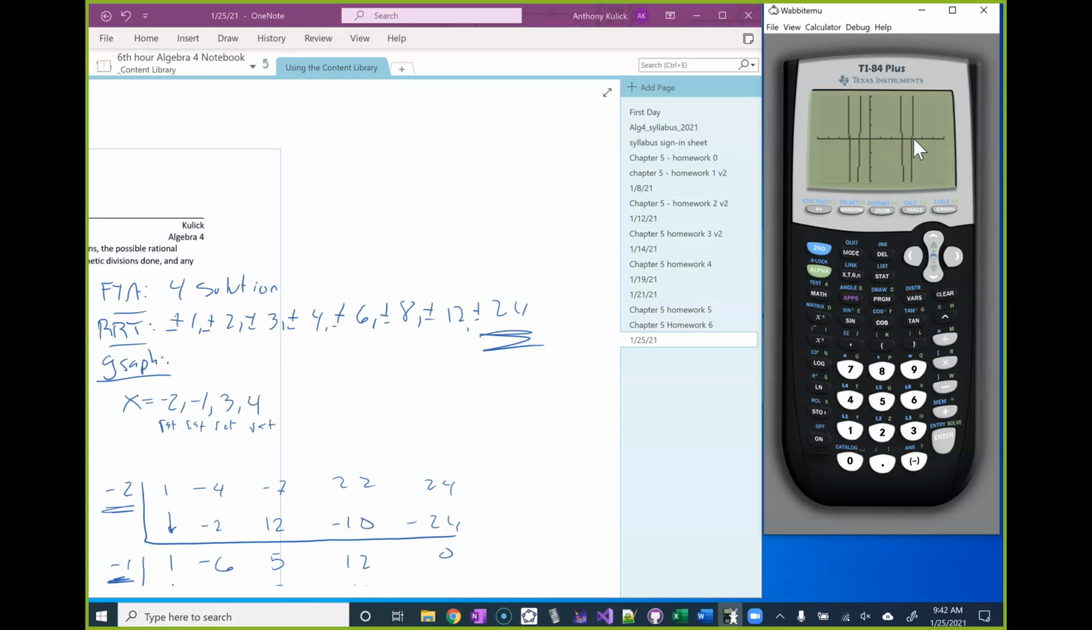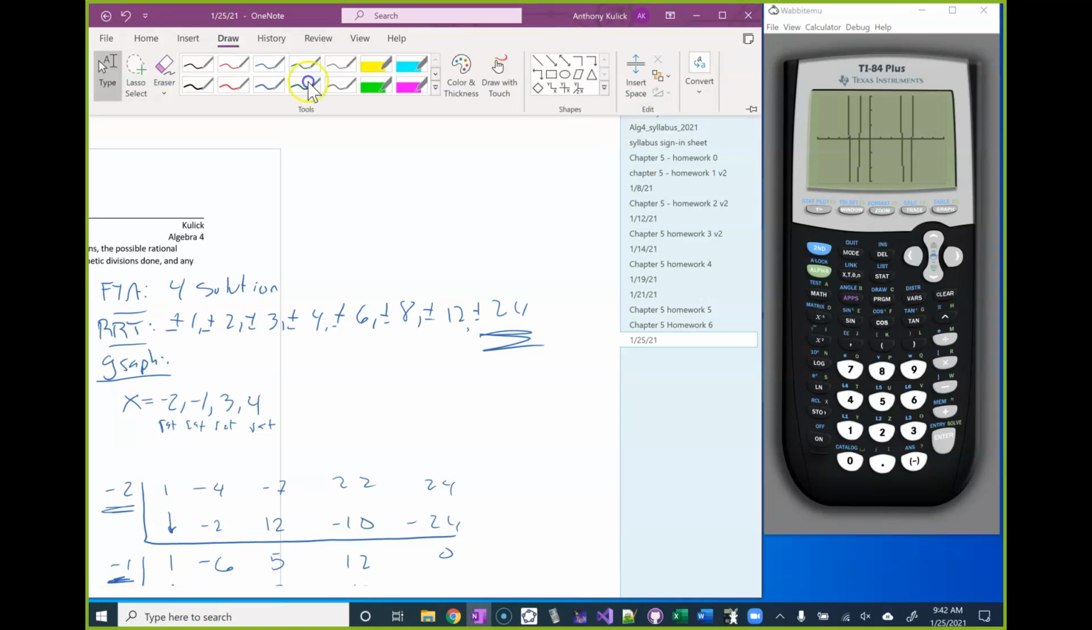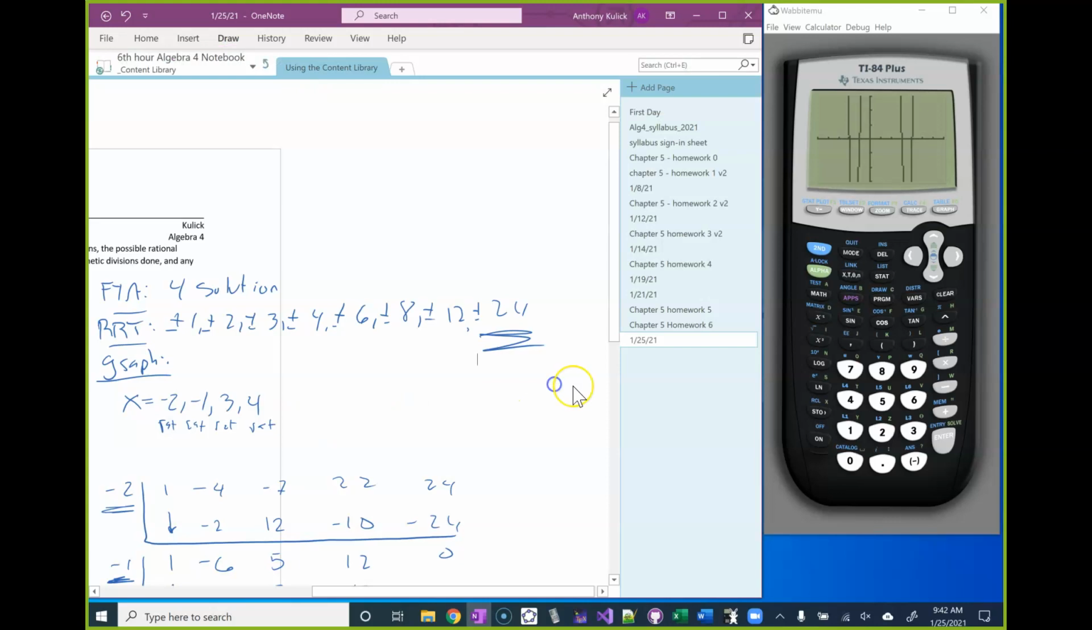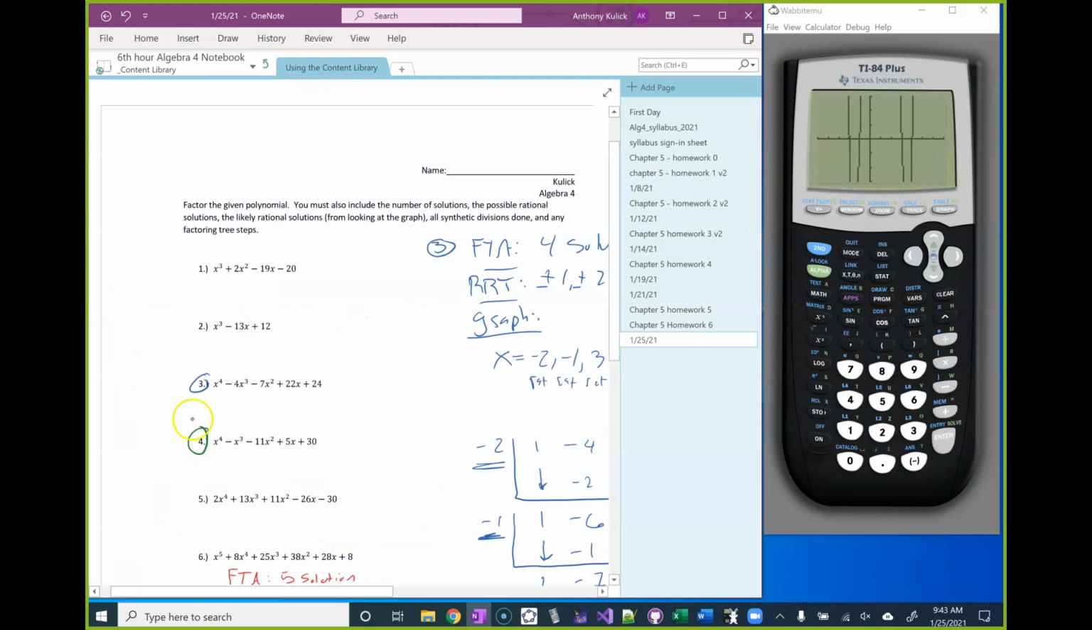Let's see. Okay. My computer wants to run all these things at the same time, which it's really trying hard not to.